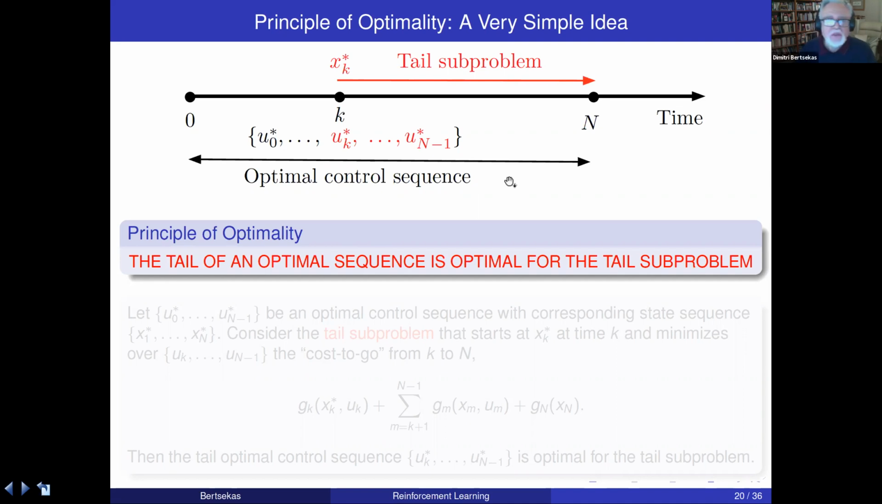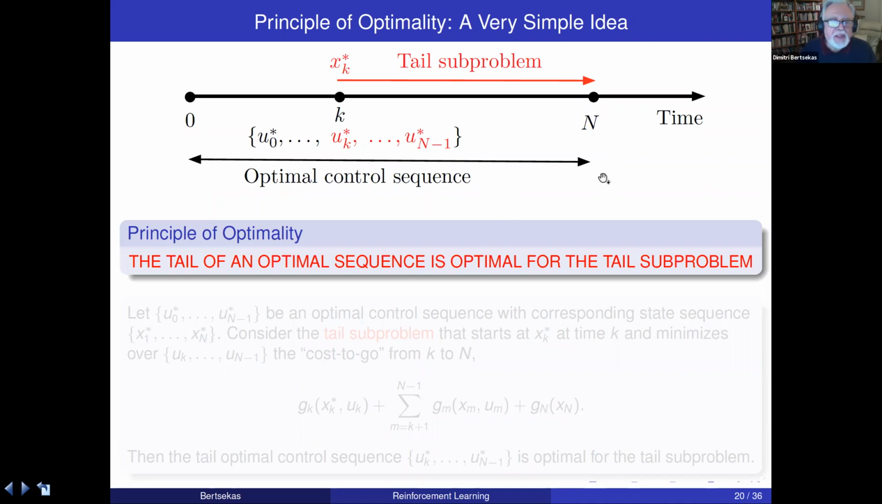Why is that so? Well, if this were not optimal for the tail subproblem and there was another one that was better, then I could concatenate the sequence that got me to here with this other optimal sequence and reduce the cost of the original optimal sequence, the entire sequence.